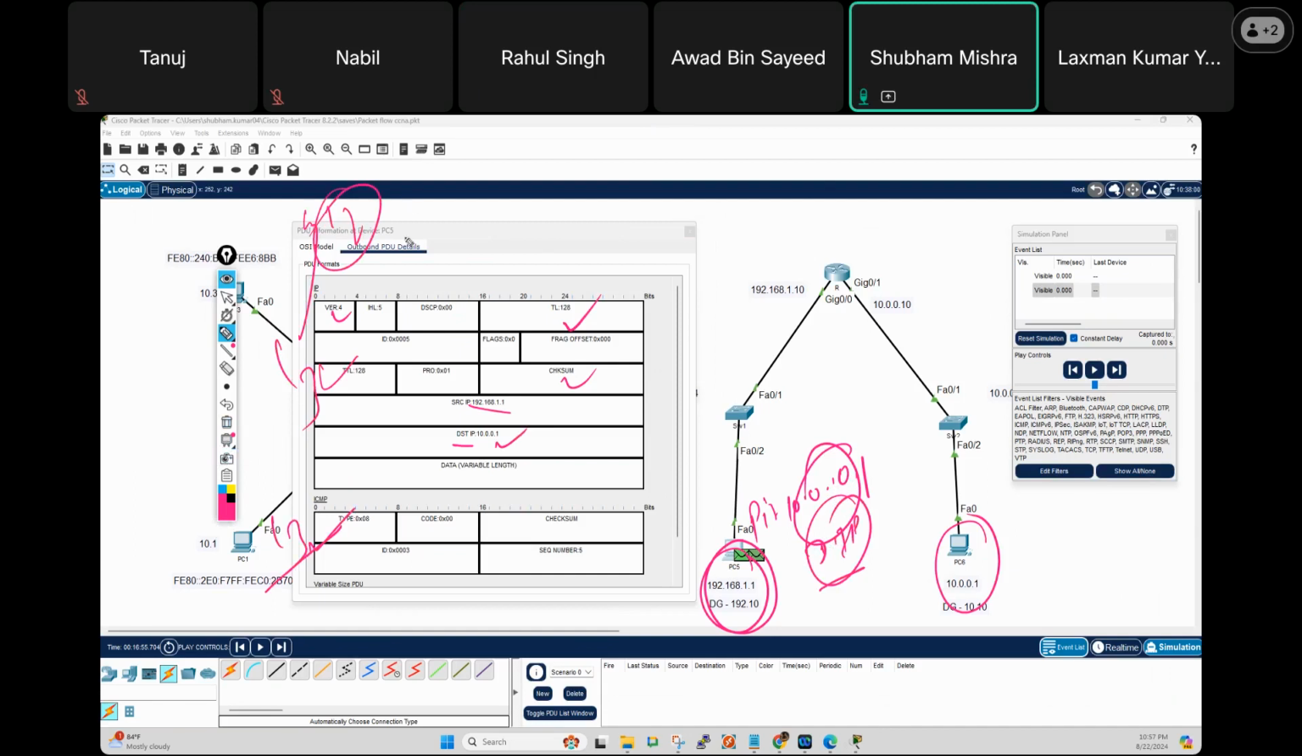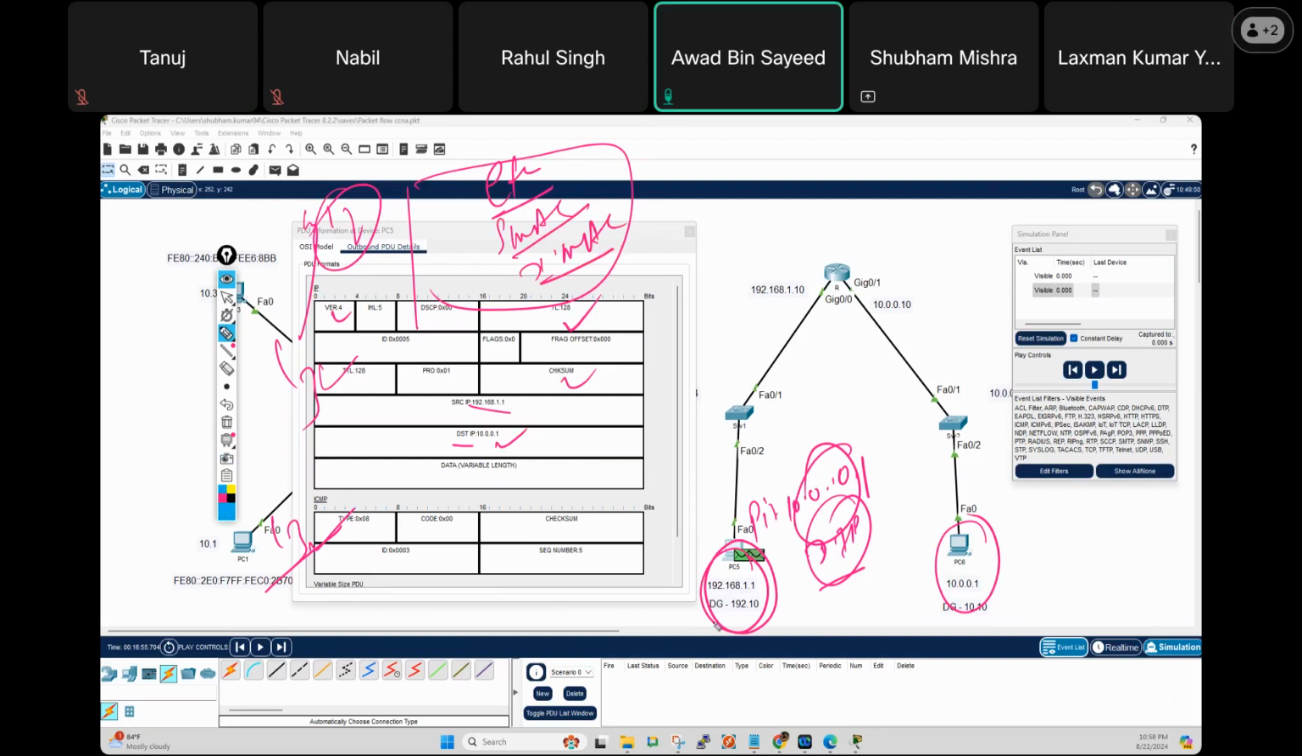And at layer number 2, which type of header is this? Ethernet header. Yes or no, everyone? At layer number 2, which type of header? Ethernet header. And in the Ethernet header, what is the content? Source MAC and destination MAC. Yes or no, everyone? In source MAC will be PC number 5 MAC address.